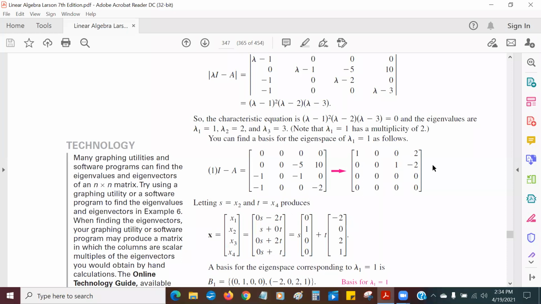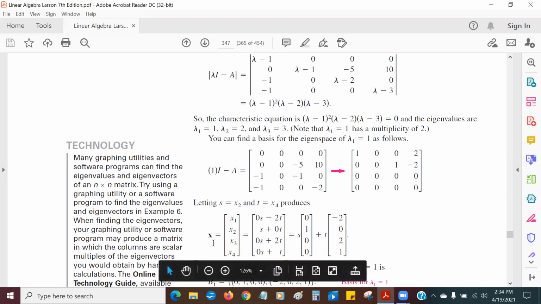The first column has no leading ones. The second column and the fourth column have no leading ones. That's going to be my S and my T. So I wind up getting that my X vector, this is something we've done a bunch of times, is going to be S times this vector and T times that vector. And these vectors right here are my basis for the vector space.